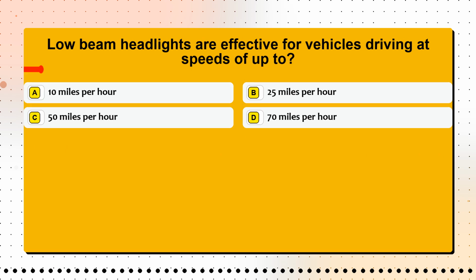Question 74. Low beam headlights are effective for vehicles driving at speeds of up to? Here are the options. Option A, 10 miles per hour. Option B, 25 miles per hour. Option C, 50 miles per hour. Option D, 70 miles per hour.